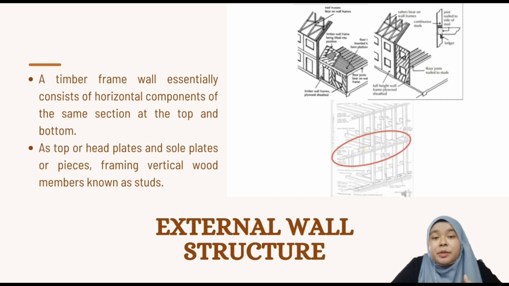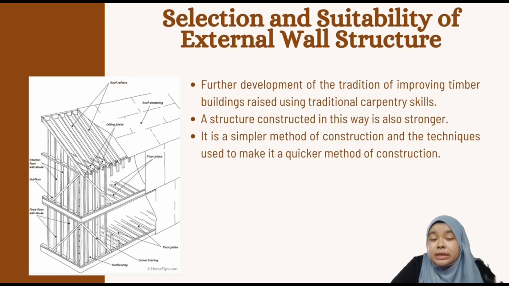This is the explanation of the external wall structure. So what is an external wall structure? An external wall is a timber frame wall, essentially consisting of horizontal components of the same section at the top and bottom, referred to as the top or head plate and the sole plate, with vertical wood members known as studs. There are three types of external wall structure, which are platform frame, balloon frame, and modified frame.